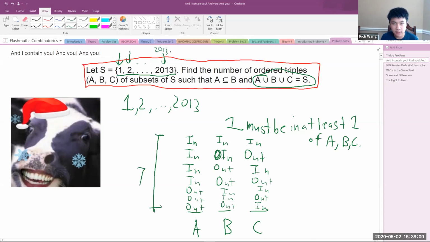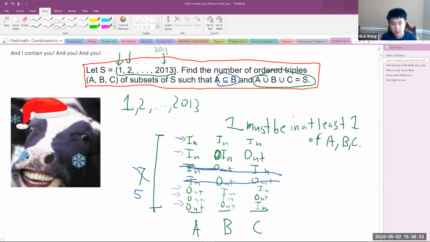However, we also have to consider this condition right here, which shows that every element inside of A must also be an element inside of B. So as a result, if an element is inside of set A but not in set B, then that case cannot work. So this case does not work for that reason, and this case also does not work for that reason. So instead of 7, we now have a total of 5 cases. One can either be for this case, this case, this case, this case, or this case.